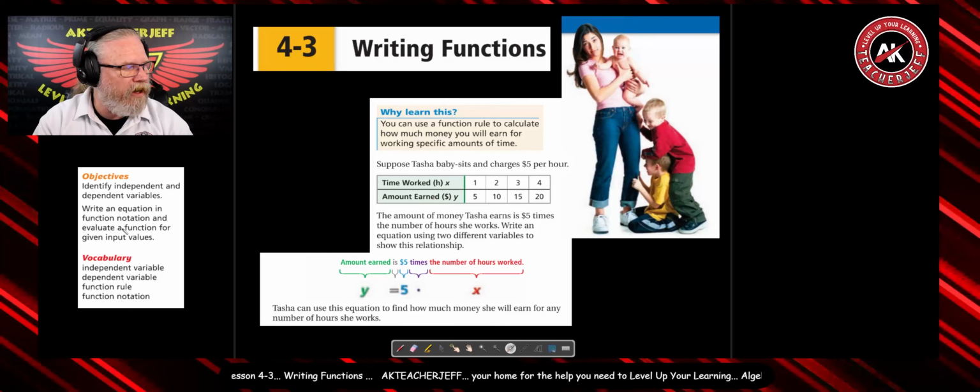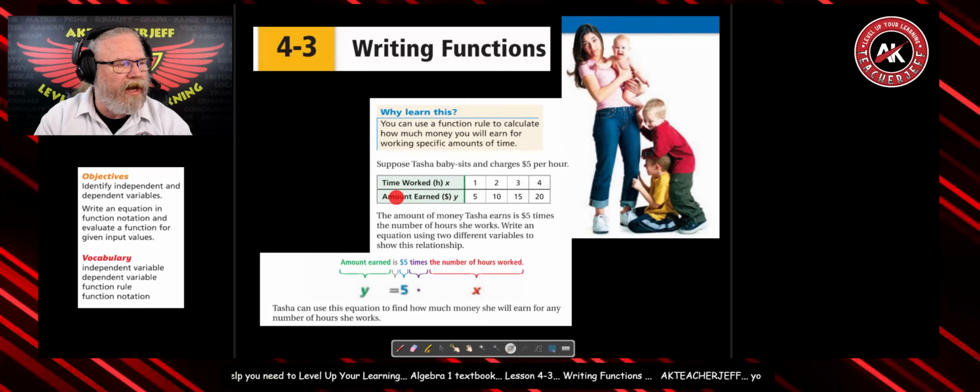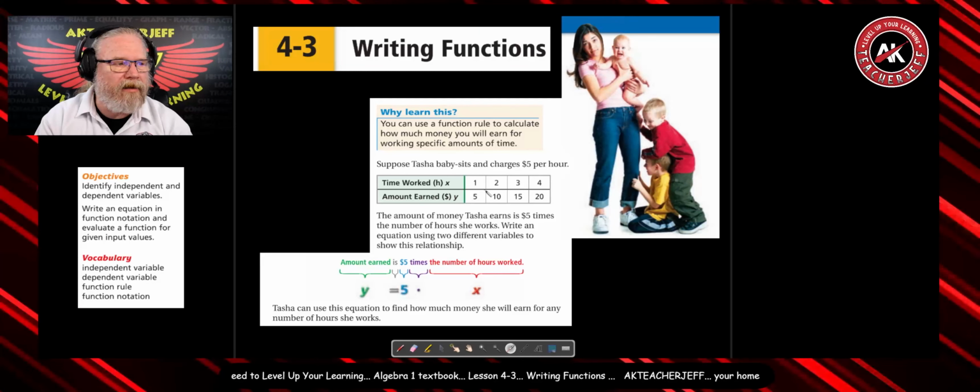So why learn this? Well, you can use a function rule to calculate how much money you will earn for working specific amounts of time. So let's suppose that Tasha babysits and charges $5 per hour. So she makes a table here, wanting to know how much she will make. She's got one row for how many hours she works. So she lists that in hours, and this is going to be our X values. And then she makes another row here where we have the amount earned, and that's in dollars. And this is going to be our Y values.